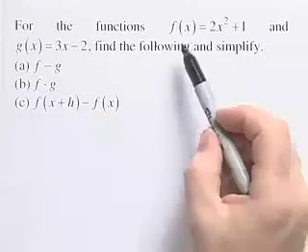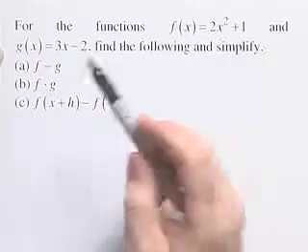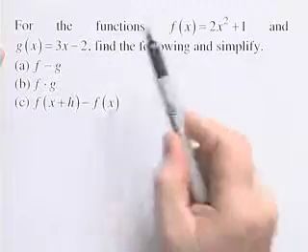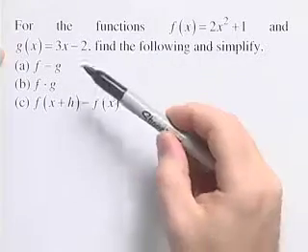For this next problem, we're going to look at some operations on functions. For the functions f(x) = 2x² + 1 and g(x) = 3x − 2, we want to find the following and simplify.